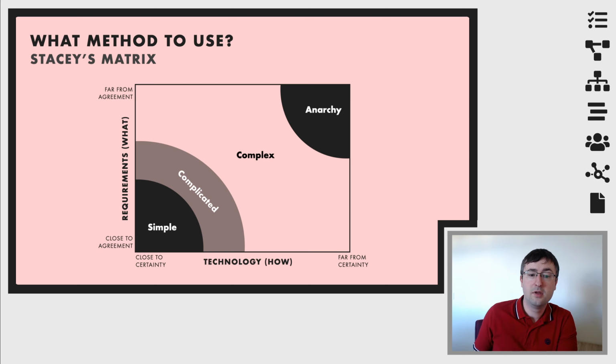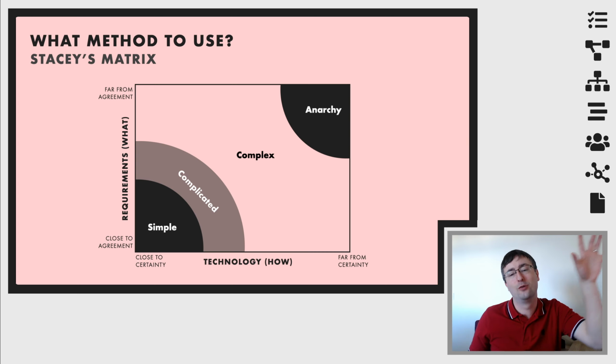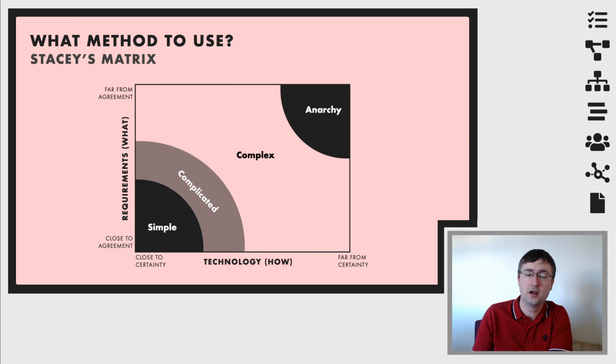Okay, this complex area in the middle, either when you have far from certain technology or far from agreement in terms of your requirements, is where Agile thrives. Okay, if you are far from certain in terms of the technology that you're using and you're far from agreement in terms of what you're going to be doing, you're kind of in this anarchy zone in the top corner. And here, just leave. Really, this is the areas where the project is probably going to fail.